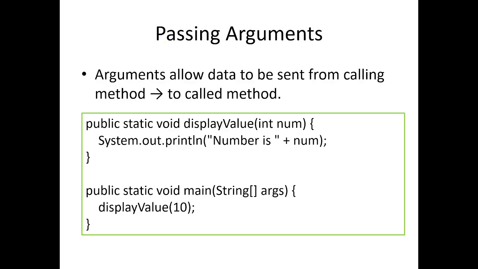Okay, let's see. This is an example of passing arguments. Arguments, in terms of your variables. So these arguments or parameters allow data to be sent from the calling method to the called method. Usually the calling method is the one in the void main, and the other structure is the called method.